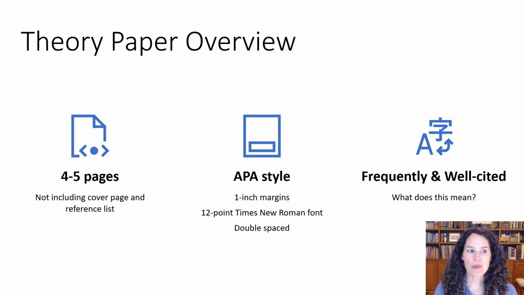Okay, so the theory paper consists of 4 to 5 pages, not including a cover page and reference list. It is in APA format and is going to also include 1-inch margins, 12-point Times New Roman font, double spacing, and it's going to be frequently and well-cited. So what does that mean? That doesn't mean that you need to cite every sentence, but it does mean that each paragraph is going to probably have at least one citation, more if you're using multiple sources.